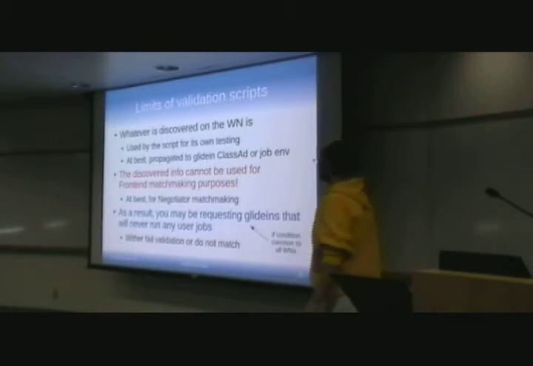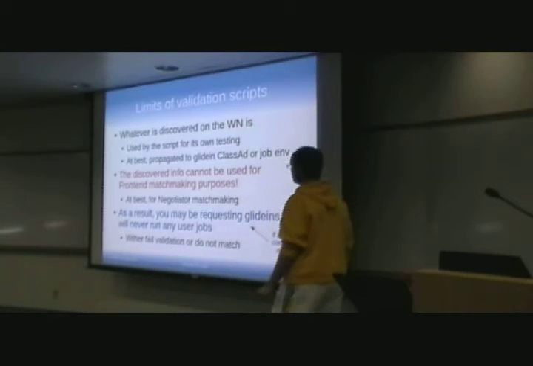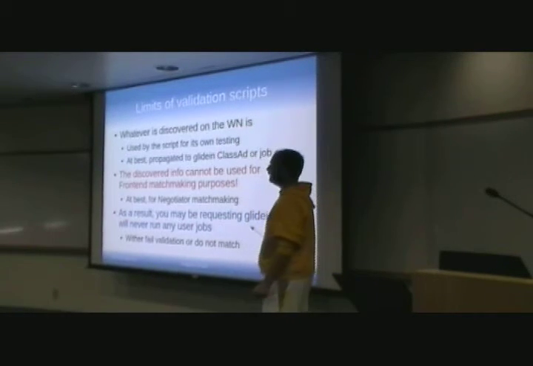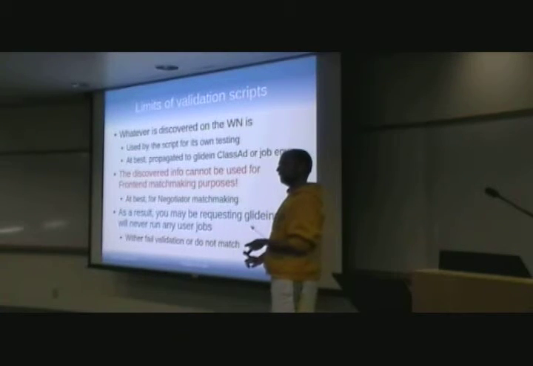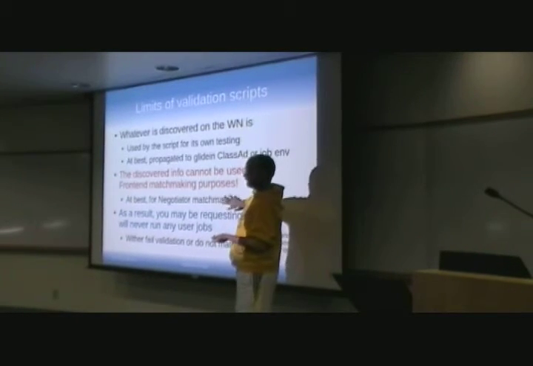As promised, a few words about limitations. Whatever is discovered on the worker nodes is used by the script for its own testing, and at best it is propagated to the glidein job environment if you decide so. However, nothing of this can be used for front-end matchmaking purposes, because it doesn't get in the factory classads, and only what gets in the factory classads can be used for front-end matchmaking. At best you can use it for negotiator matchmaking, so it's better than nothing.